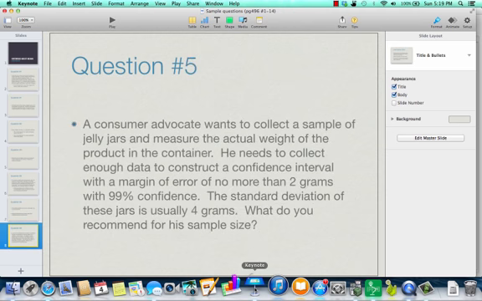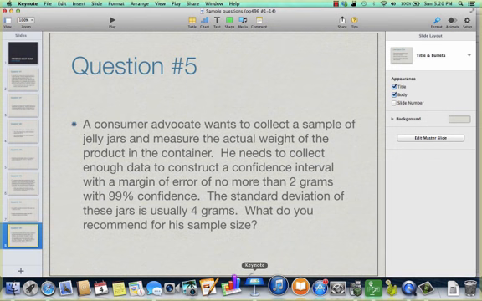Now the last question, number 5. A consumer advocate wants to collect a sample of jelly jars and measure the actual weight of the product in the container. He needs to collect enough data to construct a confidence interval with a margin of error of no more than 2 grams with 99% confidence. The standard deviation of these jars is usually 4 grams. What do you recommend for his sample size?